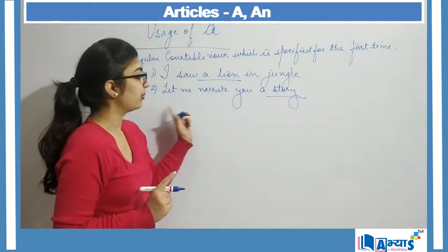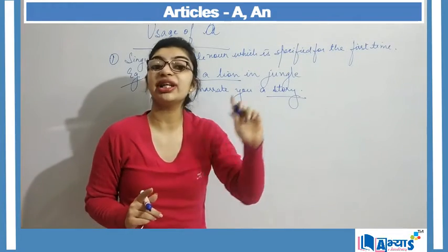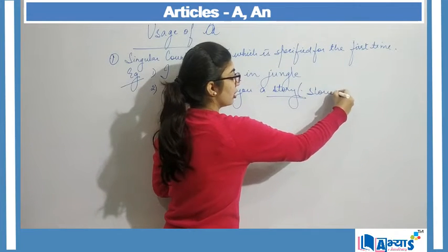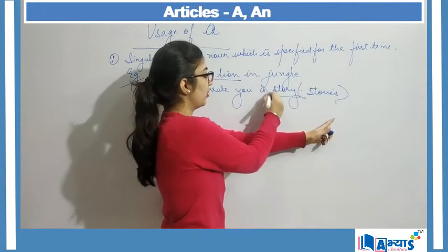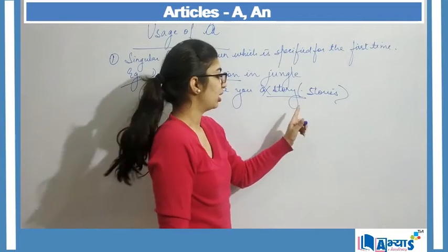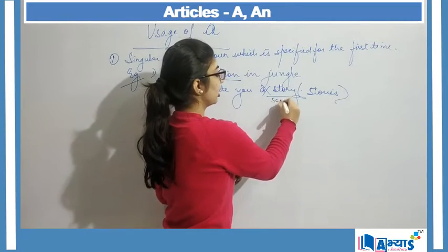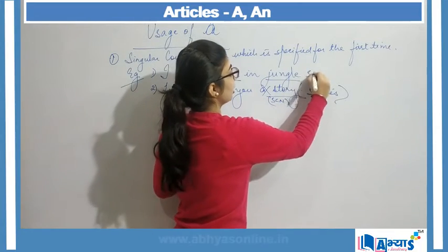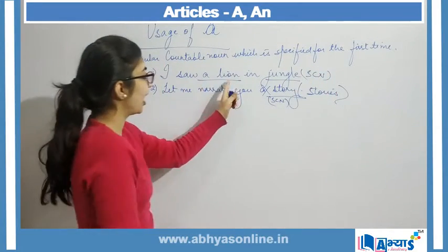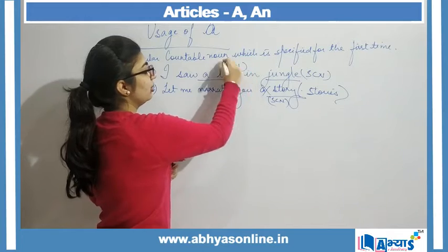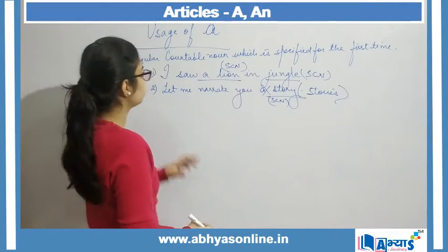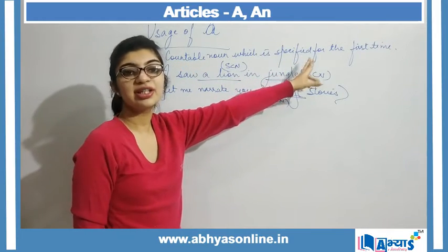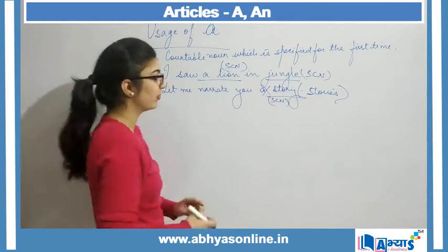I will say, let me narrate you a stories. Whenever I am saying stories, so before stories we will never use a. A is only used for singular countable noun. Here also jungle is singular countable noun. Lion is a singular countable noun, right? So the first area where we can use a is whenever we are specifying the noun for the first time.